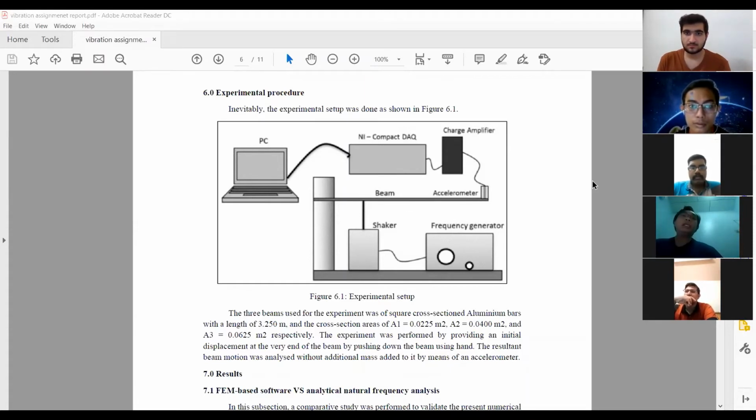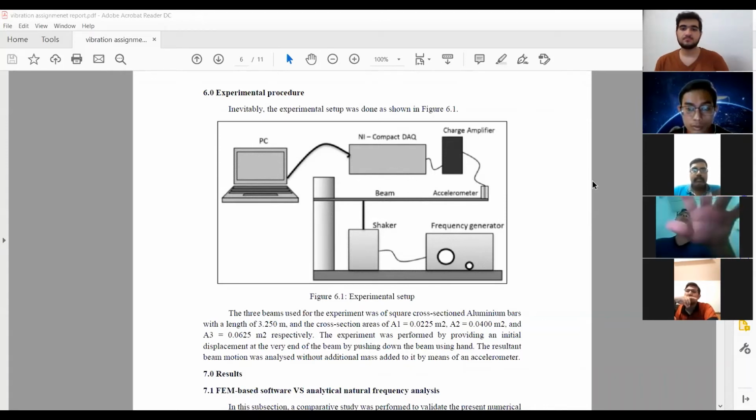So basically, the experiment requires the usage of three different cross-section aluminum bars with an equal length of 3.250 meters, but their cross-section areas differ, with A1 equal to 0.0225 meter squared, A2 is 0.04 meter squared, and A3 is 0.0625 meter squared respectively.